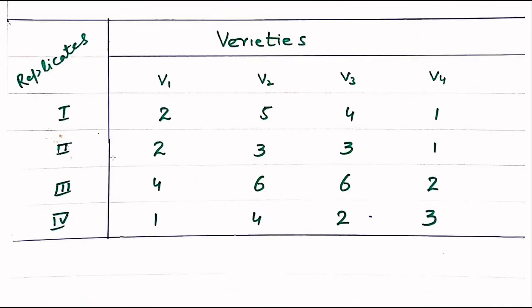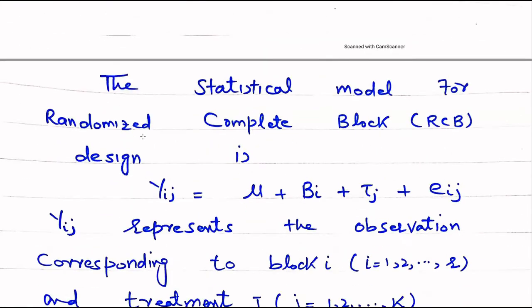Here is the data. These are the replications, in other words, we can say blocks. And here are the varieties. These are the treatments V1, V2, V3 and V4. Each block is replicated 4 times. As you can see, each treatment is also repeated 4 times. And because in this question we introduced blocking, this is a question of randomized complete block design. Now we solve this.